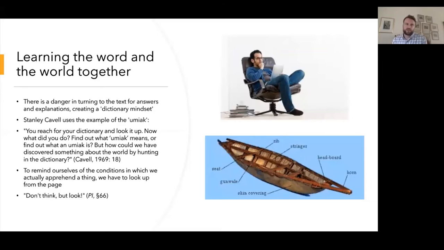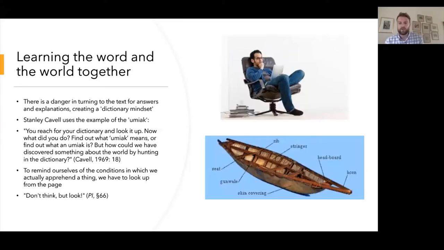But what do we do in reaching for a dictionary and trying to fill the gap in our knowledge created by this word? Did we actually find out what an umiak means or what an umiak is? How could we have discovered something about the world by hunting in the dictionary? Essentially what he's saying is that the way we go about filling the gap in our knowledge ends up affirming more the relationship we have with dictionaries than it does our experience with things in the world.